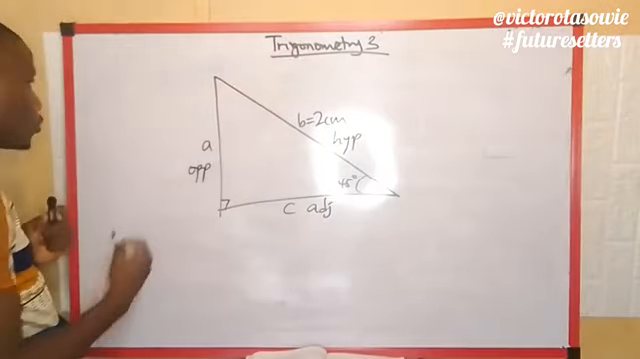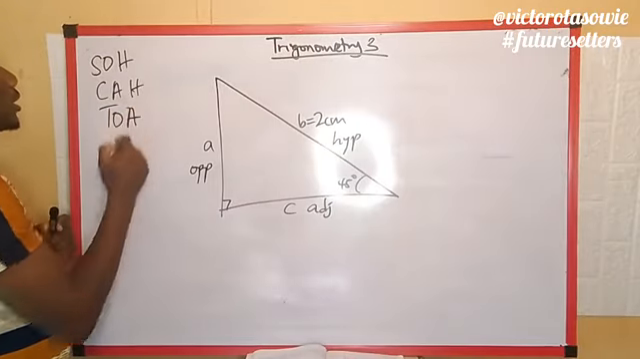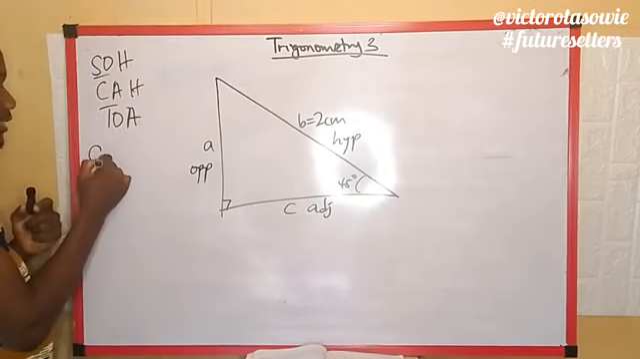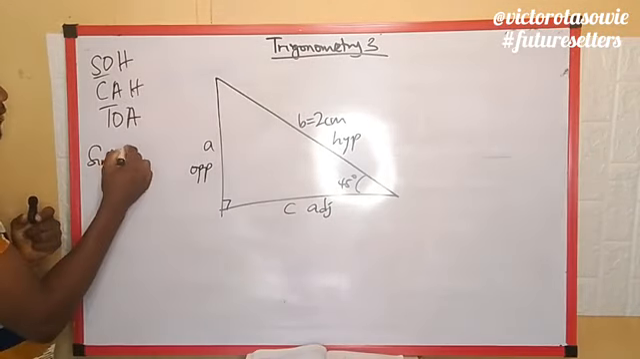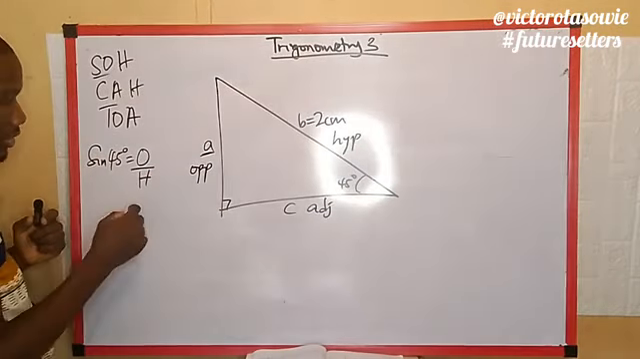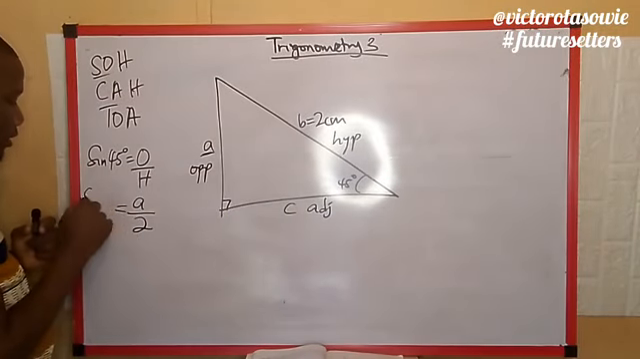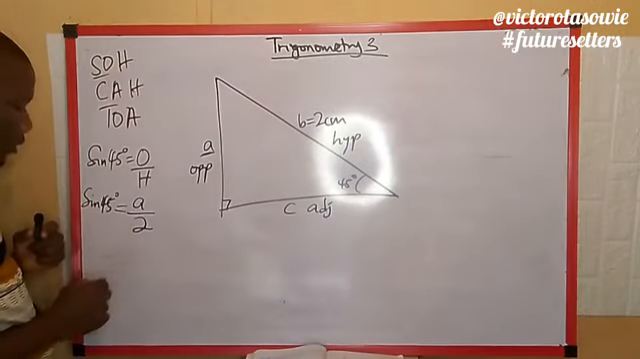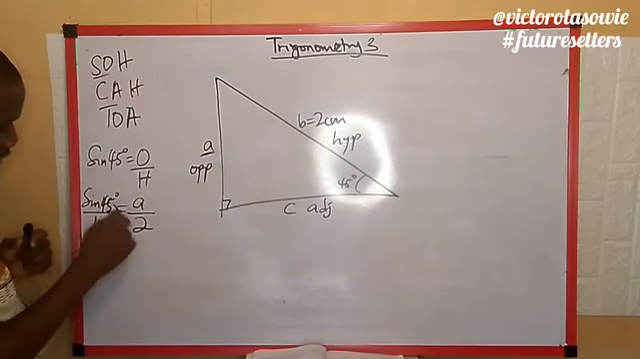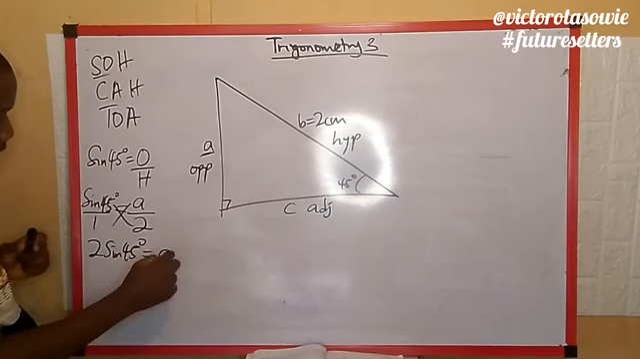What does it represent? We have SOHCAHTOA, which I talked about, where we said S, which is sine, represents opposite over hypotenuse. So if we are working with sine 45, because our degree is 45 degrees, it's going to give us opposite over hypotenuse. Now we ask ourselves, what's the opposite here? The opposite is A, but what's the hypotenuse here? The hypotenuse is 2. So sine 45 is equal to A over 2, and we cross multiply to give us 2 sine 45 degrees is equal to A.